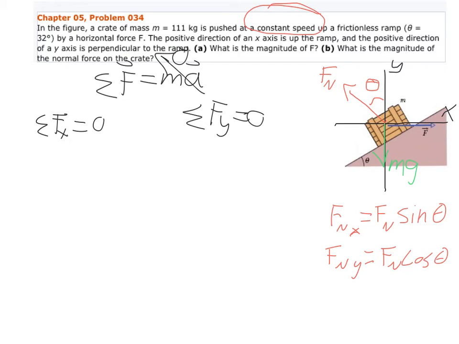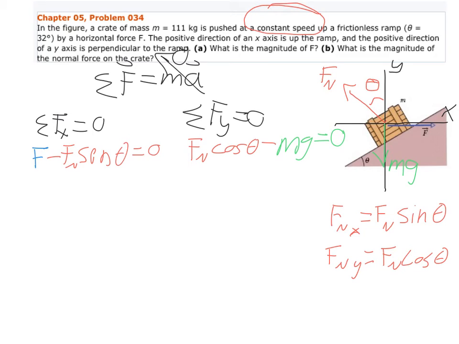So summing the forces becomes relatively easy. We can start with the x direction. We have the force F in the positive x direction. In the negative x direction, we have the normal force multiplied by the sine of the angle, and that's it. That equals 0. Then in the y direction, we have the normal force times the cosine of the angle theta, minus the weight, so minus mg, equals 0.